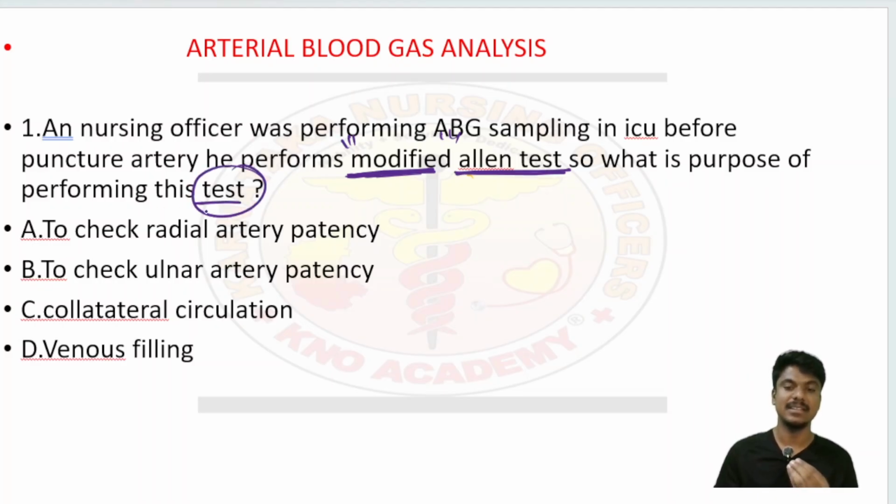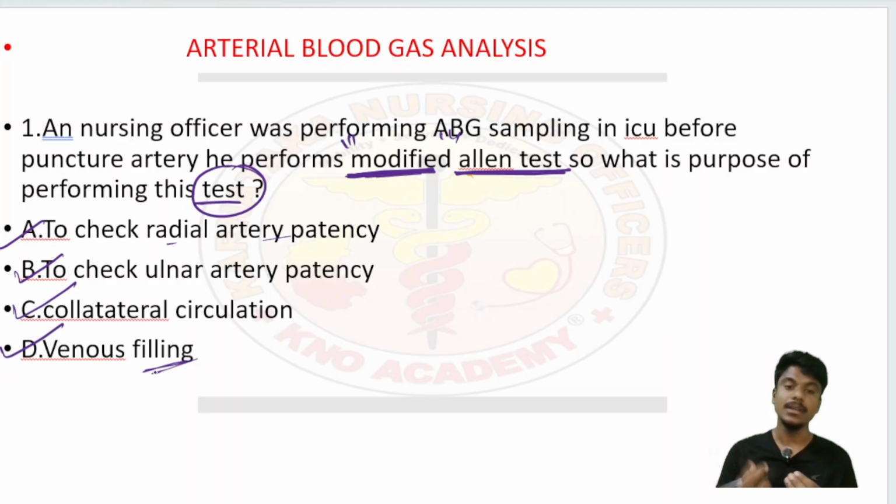The examiner is asking you, what is the purpose? Why do we have to do a modified Allen test before ABG sampling? Your options are: option A is to check the radial artery patency. Option B is to check the ulnar artery patency. Option C is to check the collateral circulation. Option D is to check the venous filling.